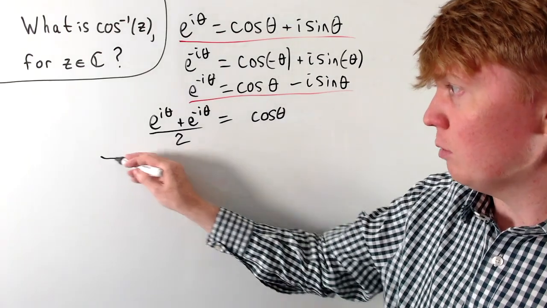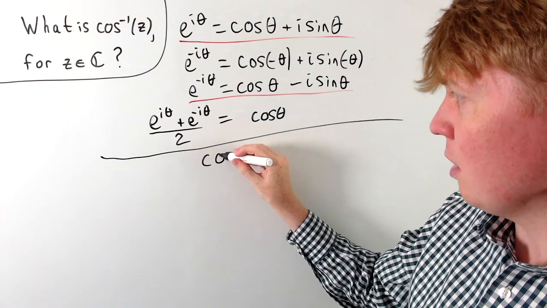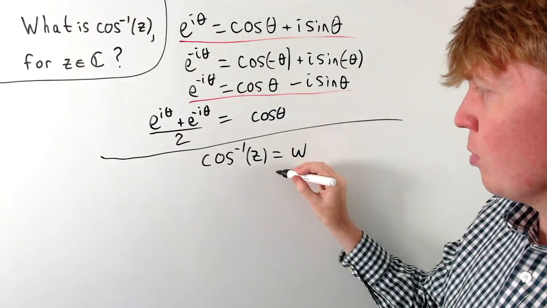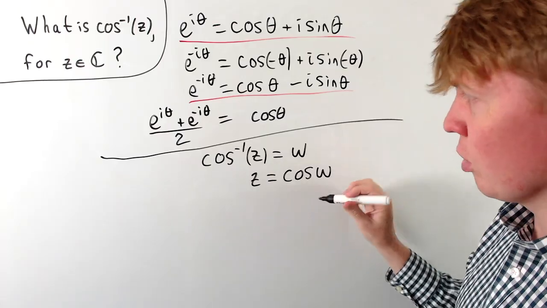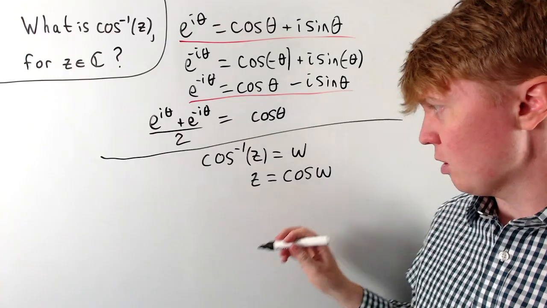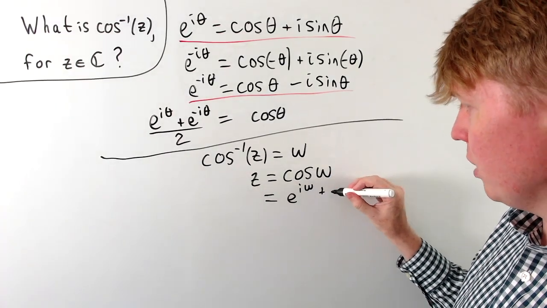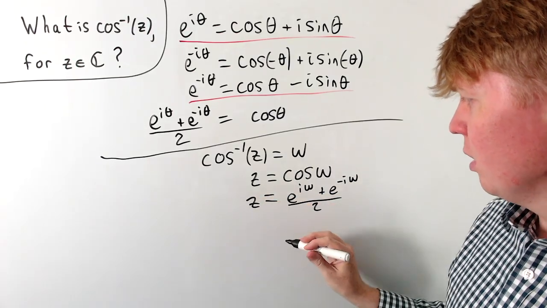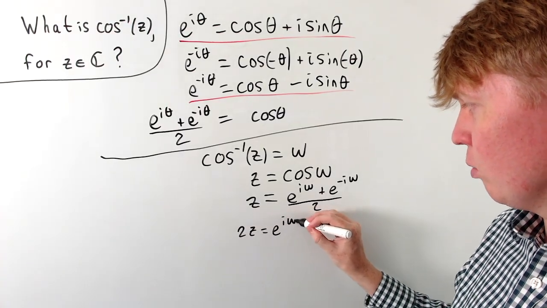So to actually solve this problem of what is the inverse cosine of a complex number, let's write this out and say the inverse cosine of z, let's say this is some complex number w. So what we really want then is z equals cosine of w. And now we can use this exponential form, with w potentially a complex number here, to get that z is going to be e to the i times w plus e to the negative i times w, all divided by 2. So then if we multiply through by 2, we get 2z is e to the iw plus e to the negative iw.